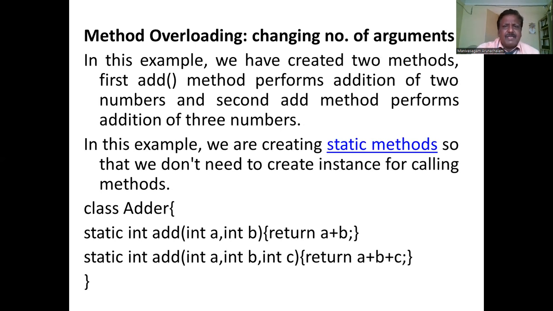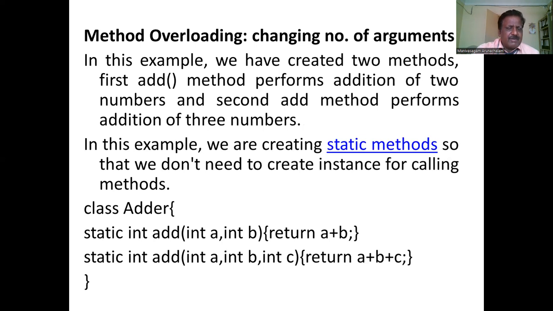First, we will see method overloading by changing the number of arguments. In this example, we have created two methods. The first add method performs addition of two numbers, and the second add method performs addition of three numbers. We are creating static methods so that we need not create an instance for calling the methods.